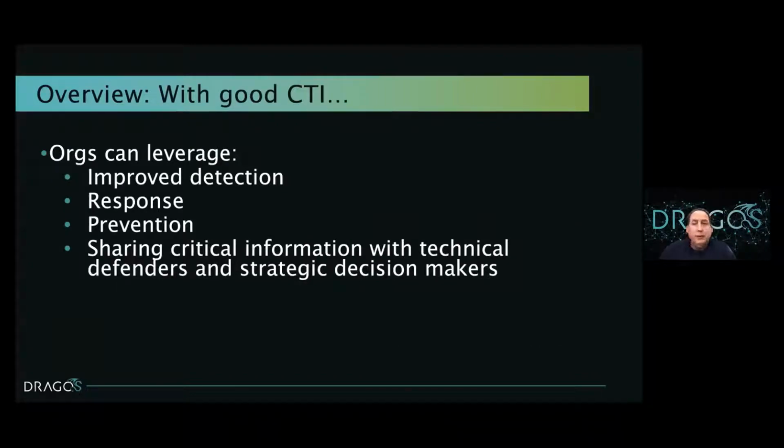With good threat intelligence, organizations can benefit from improved detection. So that's the folks working in the organization who are actually looking at and writing the detections, IOCs, YARA signatures, that sort of thing. Response, or sometimes it's called incident response. That would be the defenders who are responding to active incidents and looking at things that are occurring in real time, typically sharing critical information with technical defenders and strategic decision makers. Of course, that's always the goal, but really the goal for good cyber threat intelligence is response and prevention. And of course, to do those things, we need to have good detection.